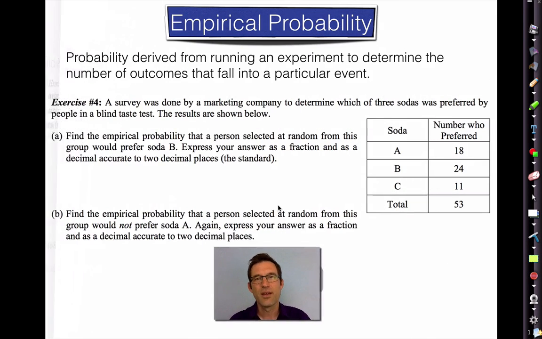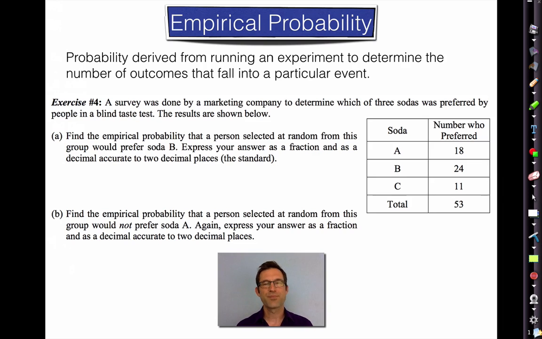Keep going. Empirical probability. Now, empirical probability is probability that's derived from running an experiment to determine the number of outcomes that fall into a particular event. This is probably the way more common probability. Don't get me wrong, theoretical probability still comes up a lot. If you've ever seen somebody play a lotto game, they'll say something like, "Wow, you have a 1 in 350 million chance of winning the lottery." Well, that's theoretical probability. They can calculate that.